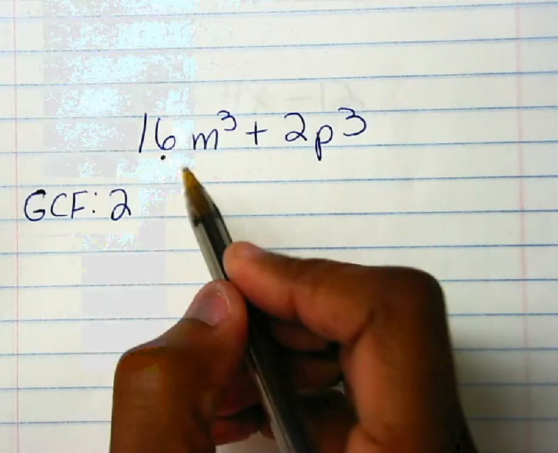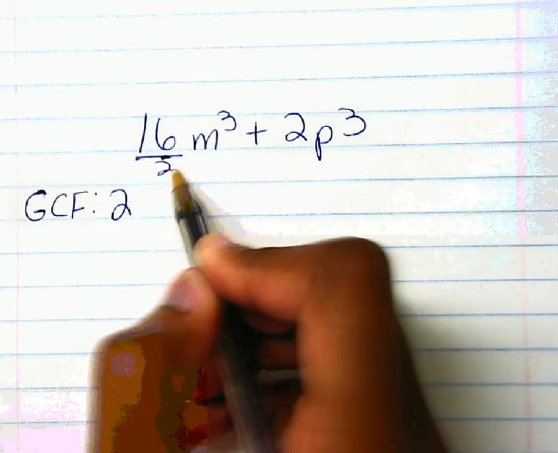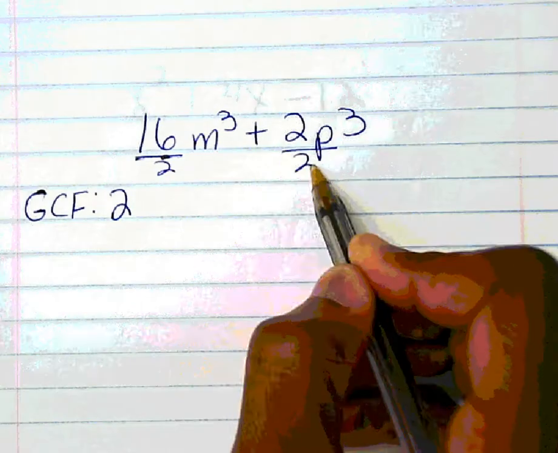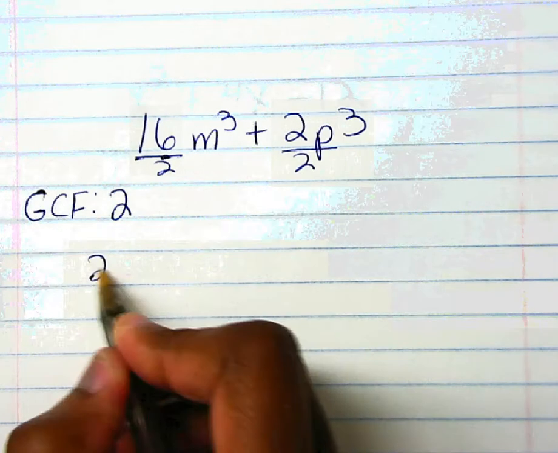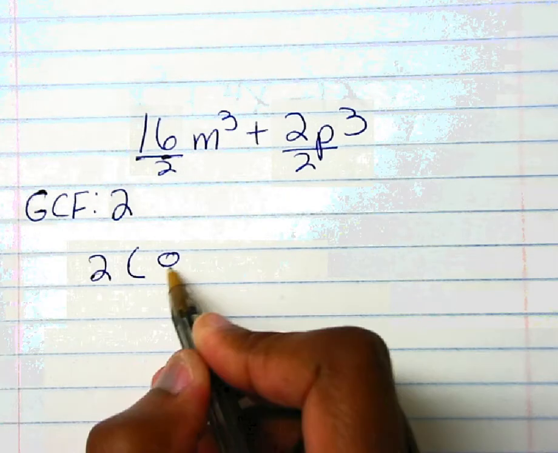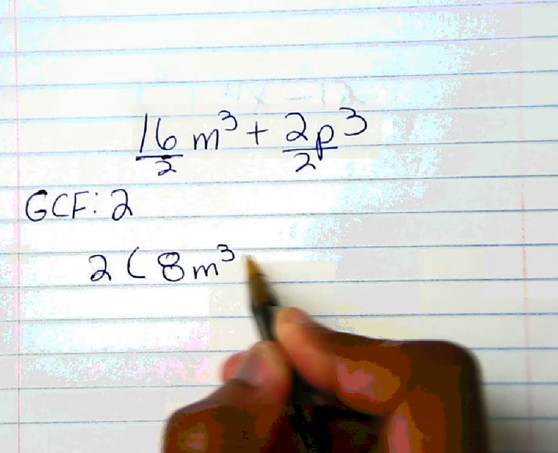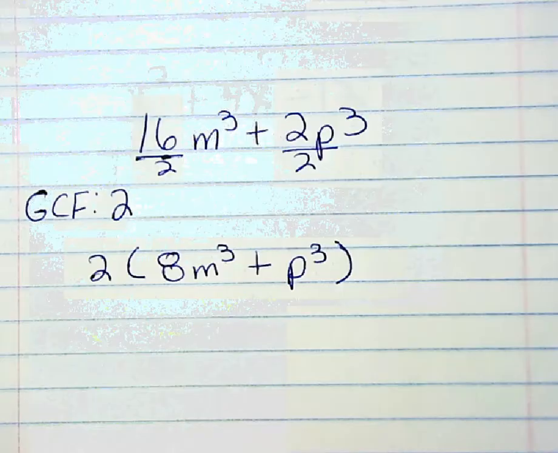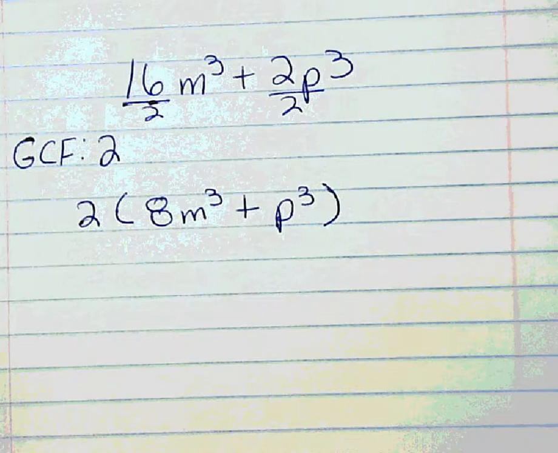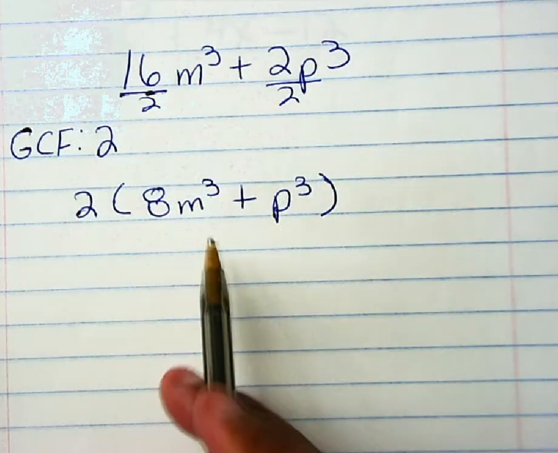And as we said in the earlier video, we're going to divide both terms by the greatest common factor, 2. And so when I factor this, I have 2 times 8m cubed plus p cubed. Now I'm not completely factored. All I did was take out the GCF. Now I need to see if I can factor this.